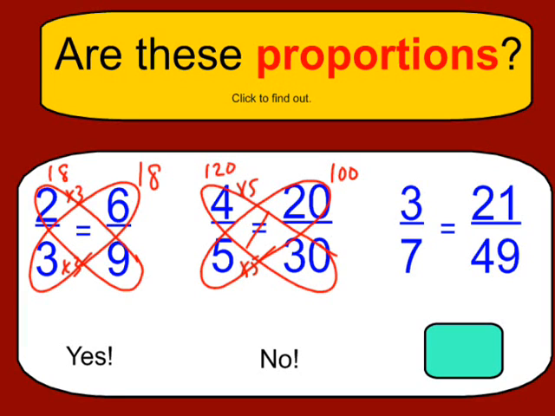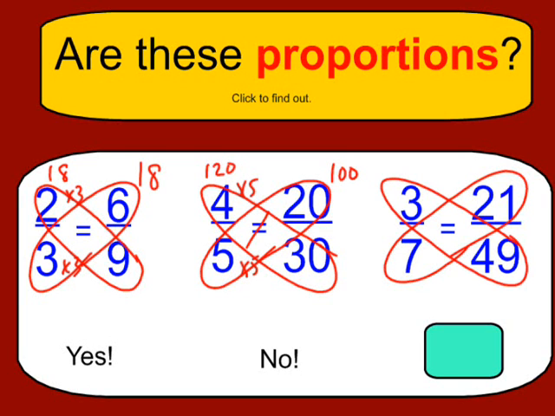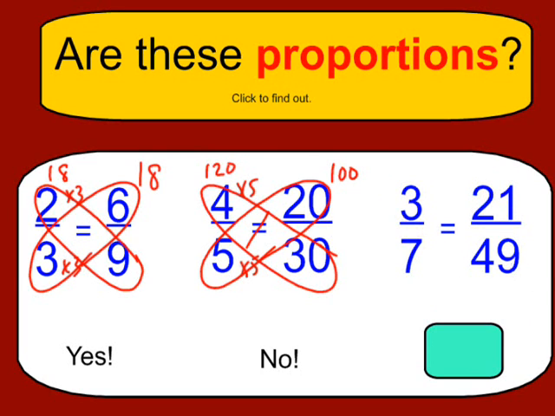Now here's a perfect example. It's a lot easier to do equivalent fractions sometimes than it is to cross multiply. You could do 7 times 21 and 3 times 49, but really the easiest way to determine whether or not this forms a proportion is to look at it as equivalent fractions. So 3 times what is 21? 3 times 7 is 21. Is 7 times 7 49? Yes, it is. So that forms a proportion. So that's what a proportion is and how you determine whether or not two ratios form a proportion.